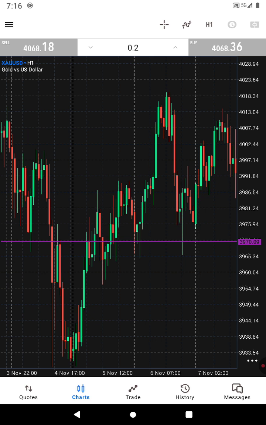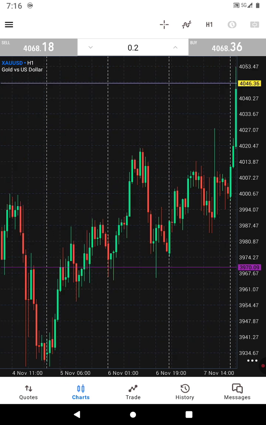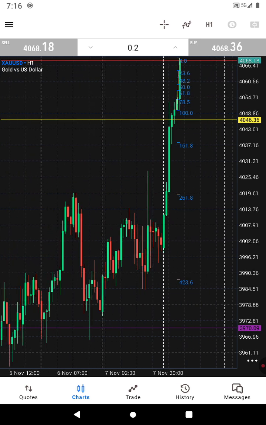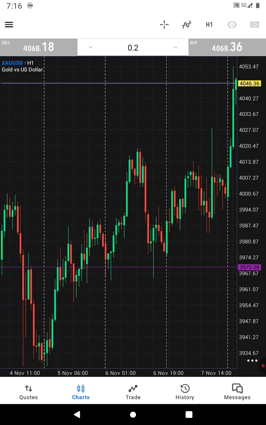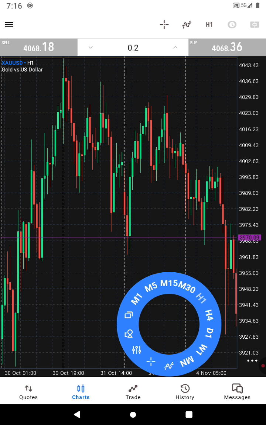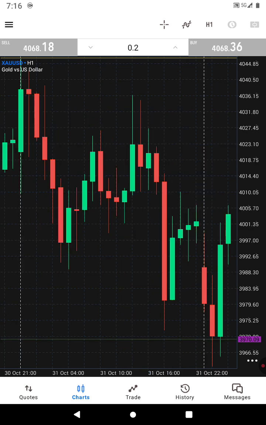I want to teach you this type of breaker structure, so that you will know that this is a breaker structure when you see it. Okay, so let's go to that particular area. This is a type of breaker structure I want you to take note of.